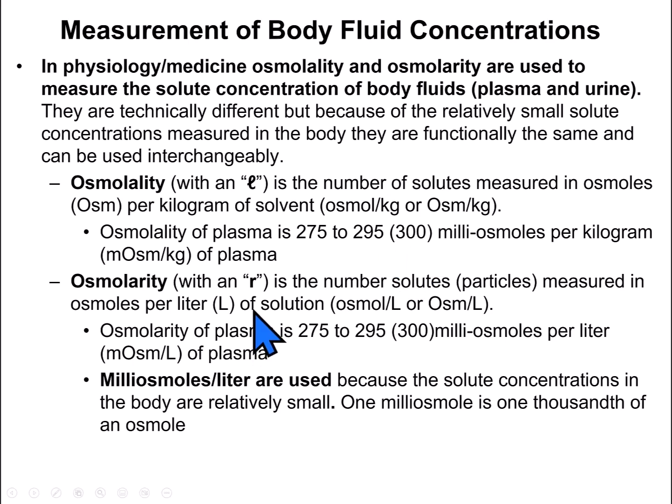Osmolarity, which has that R, is the number of solutes or particles measured in osmoles per liter of solution. And we designate that as osmoles per liter or capital OSM per liter. Osmolarity of plasma, again, is the same concentration, 275 to 295, with 300 similar to what I mentioned about osmolality. This is 275 to 295 milliosmoles per liter of plasma. We use milliosmoles per liter because the solute concentrations in the body are relatively small. So 1 milliosmole is one thousandth of an osmole.